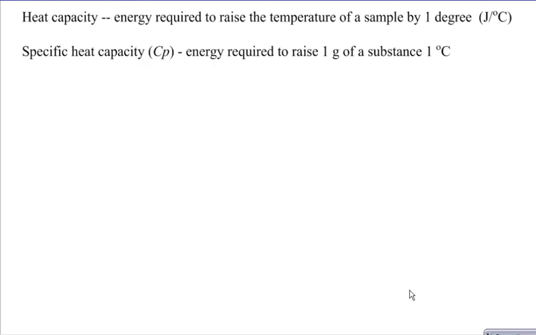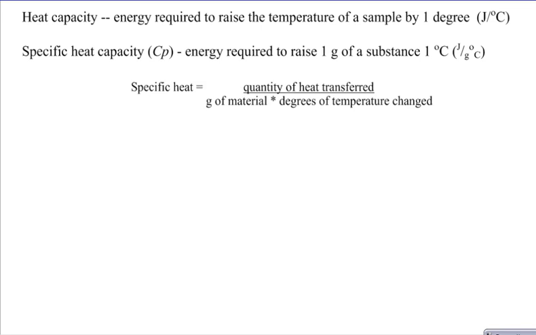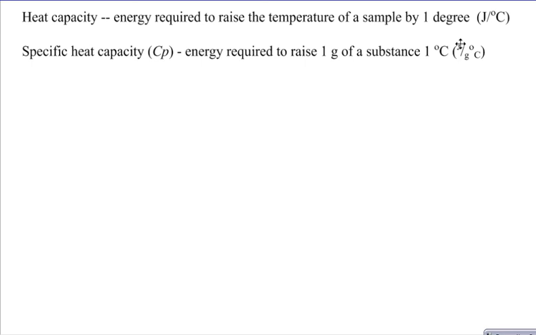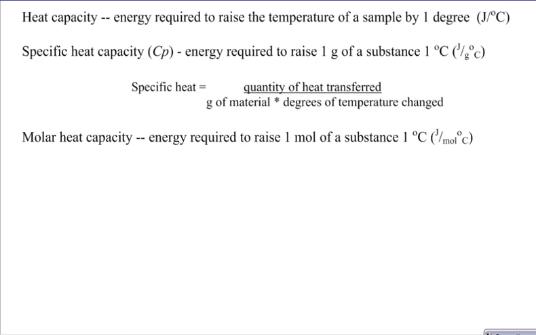If we're talking about a very specific substance, we're talking about its specific heat. It's the amount of energy necessary to raise 1 gram of a particular substance by 1 degree Celsius. And therefore, its units would be joules per gram degree Celsius. And this is a constant that is usually given to you, or you are solving for. It can be solved by dividing the quantity of heat by grams of material and by the degrees Celsius changed.